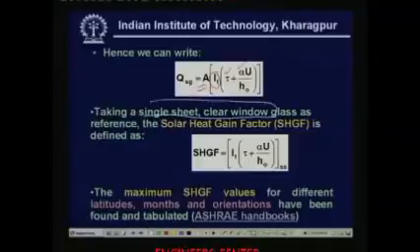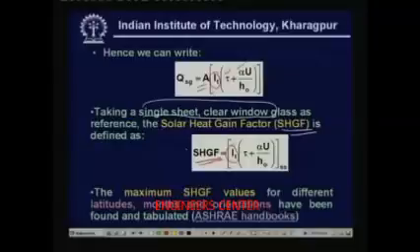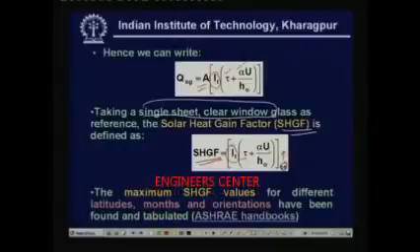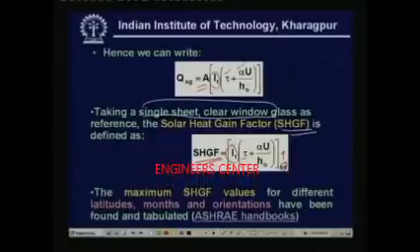Now, what is done is a single sheet clear window glass is taken as a reference, and a factor called solar heat gain factor or SHGF is defined as follows. Okay, so taking this single sheet clear window glass as reference, we define a solar heat gain factor as this. This is nothing but total radiation incident on the surface multiplied by within brackets tau plus alpha U by h naught. Okay, and the subscript SS stands for single sheet clear window glass. That means it is for the reference glass.